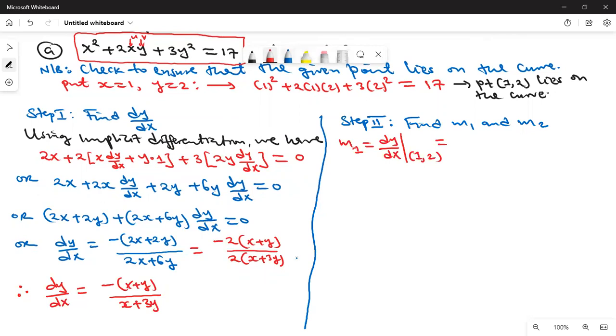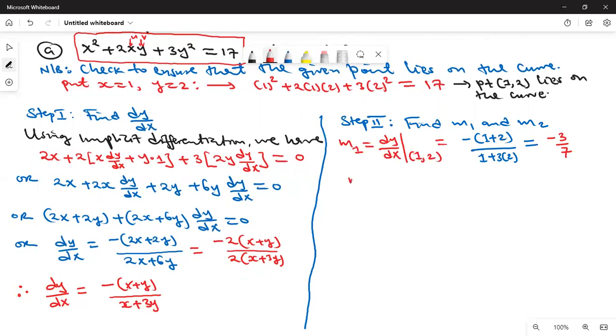We are going to get negative of 1 plus 2 over x, which is 1, plus 3 times y, that is 3 times 2. And when you simplify that, I can see negative 3 in the numerator. In the denominator, we have 1 plus 6, that is 7. So that's negative 3 over 7. That is our gradient of the tangent line.